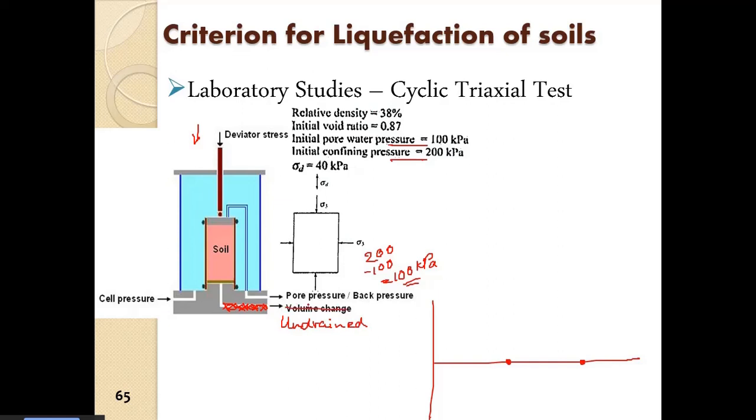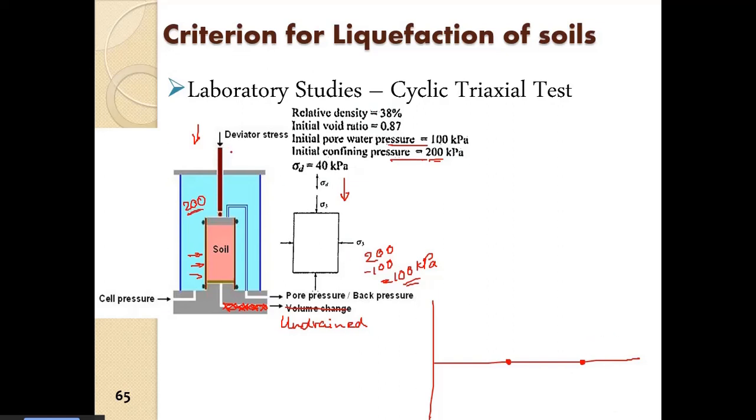No volume change. So only pore pressure will increase and decrease. Now when we start to apply deviator stress, what will happen? This is the total stress condition here. It starts from 200 kPa confining pressure, which is the cell pressure. So it starts from 200 kPa.